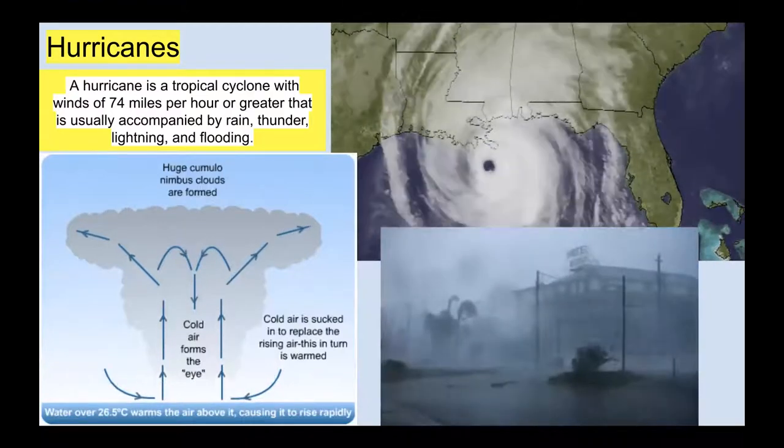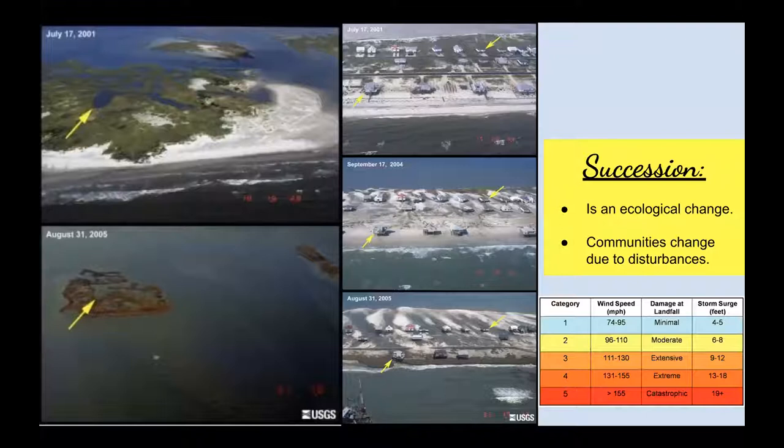In our next slide, we're going to take a look at some images from Hurricane Katrina. So we have what's called ecological succession. Succession is just an ecological change. It's the slow development, or sometimes a fast disturbance, that causes this change. It's the replacement of an ecosystem by another ecological community. It's usually due to a natural disaster or disturbance. Sometimes it can also be due to man-made causes.